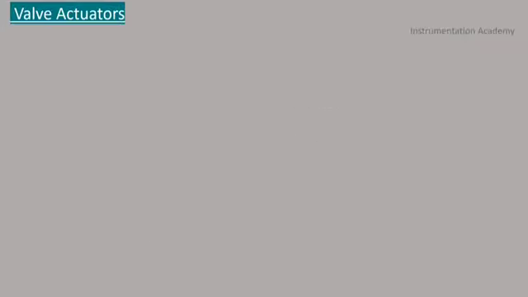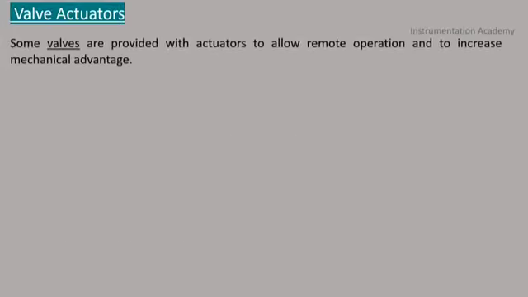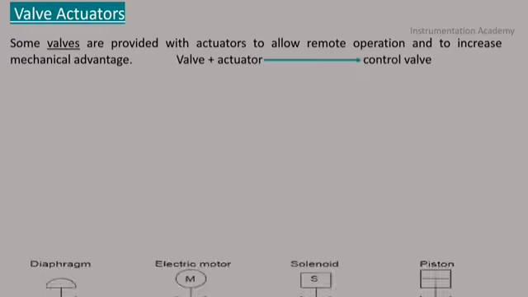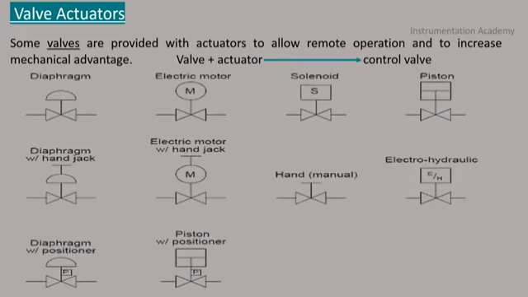Valve actuators. Some valves are provided with actuators to allow remote operation and to increase mechanical advantage. The combination of a valve and an actuator is commonly called a control valve. Control valves are symbolized by combining the appropriate valve symbols and actuator symbols. This figure shows the P&ID symbols for the common valve actuators.